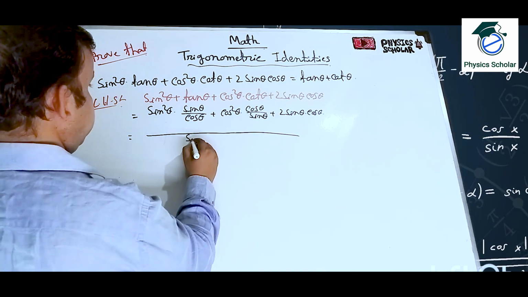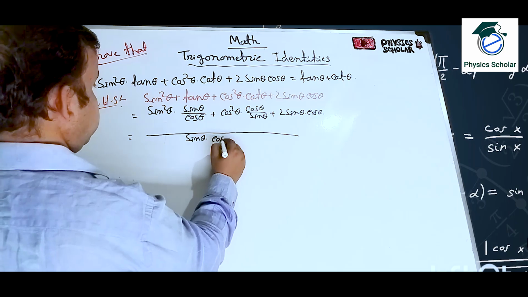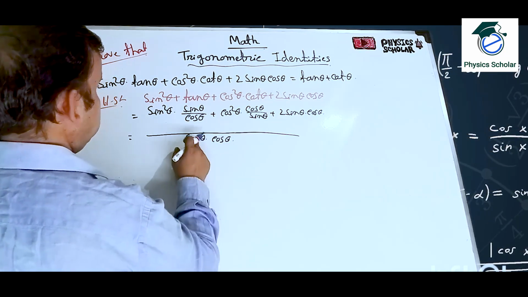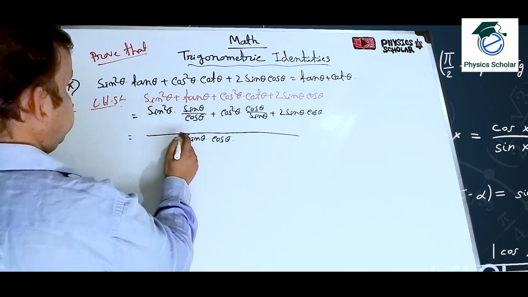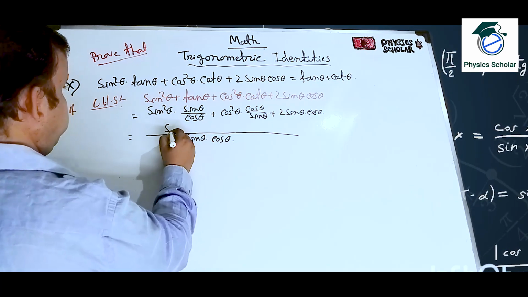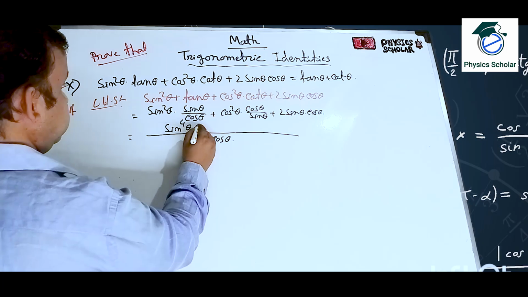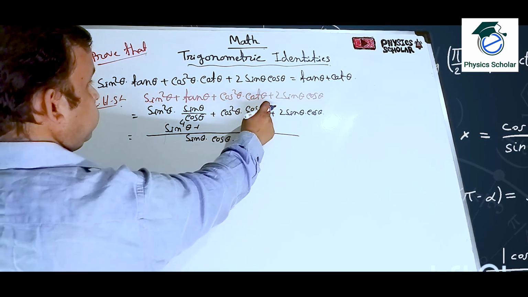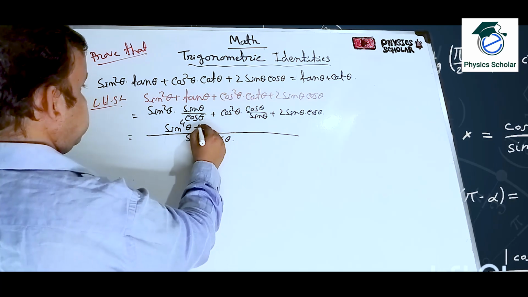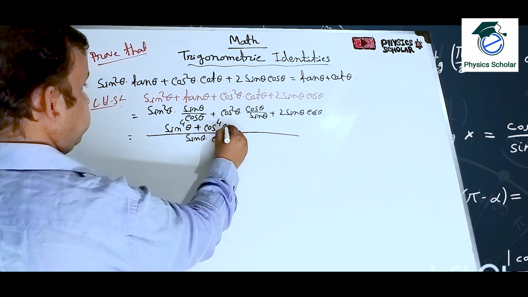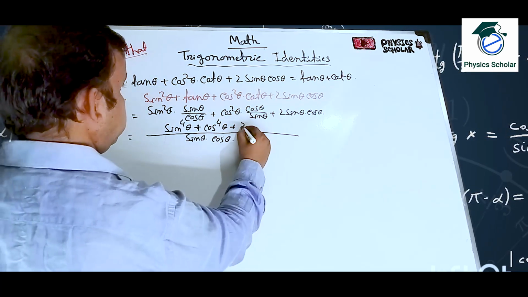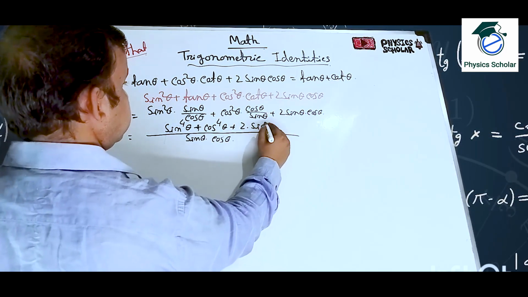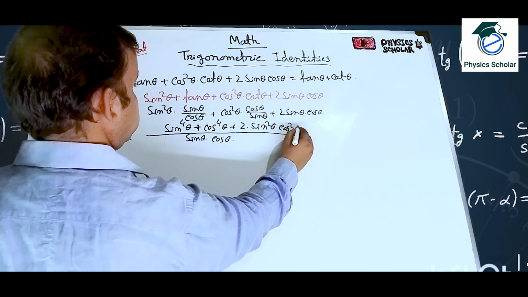Now from these, let sin theta into cos theta be the LCM. Clear? So sin cube theta into cos theta will be cancelled. So it will be sin to the power 4 theta plus cos to the power 4 theta, since cos square into cos theta means cos cube, plus 2 into sin theta cos theta into sin theta cos theta. That means sin square theta into cos square theta.